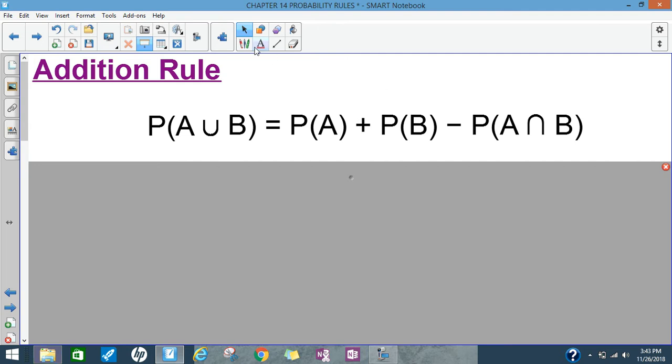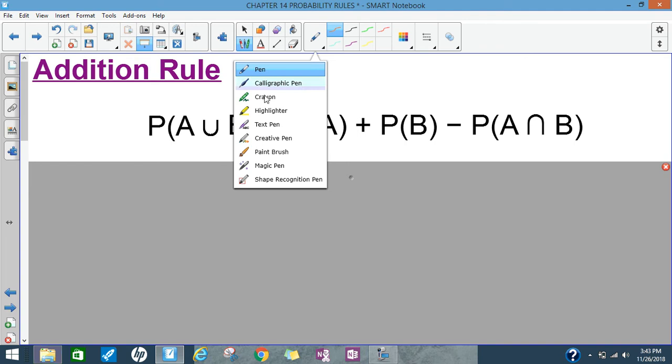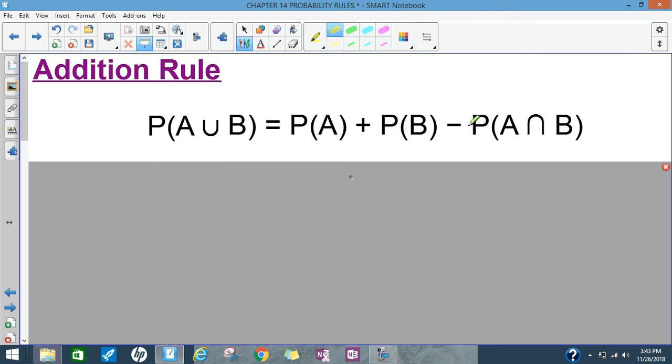And so what we need to do is subtract away the probability of A and B happening, so the probability that they happen at the same time. And so that gets rid of something that's an overlap. I could draw a quick Venn diagram here.